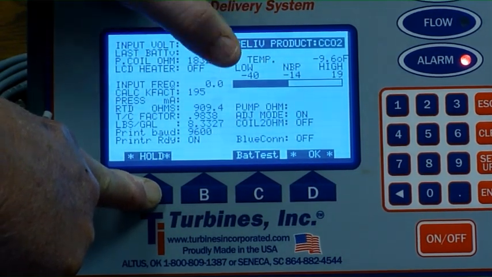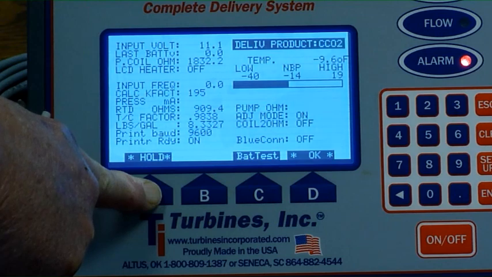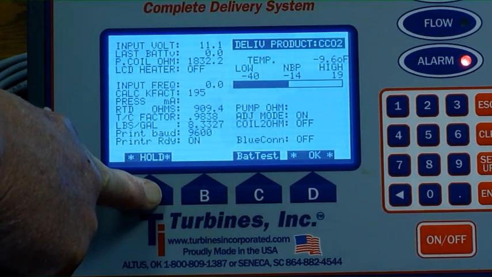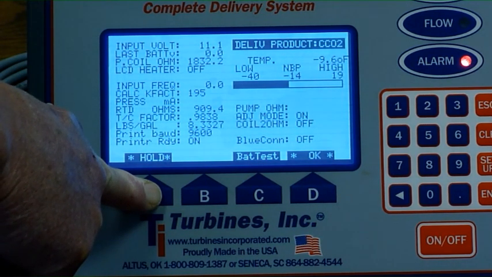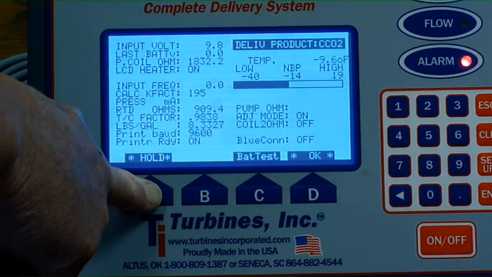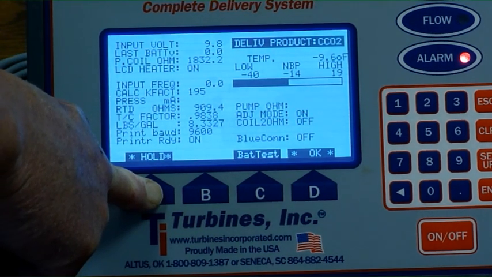If we've got a pump involved, we can add a pump temperature sensor for nitrogen, oxygen, argon. That is not on this unit because it's for CO2. The adjustment mode is on. Coil 2 ohms, but we do not have a second pickup coil, that's why it's off. We also have the Bluetooth connection, which is turned off.